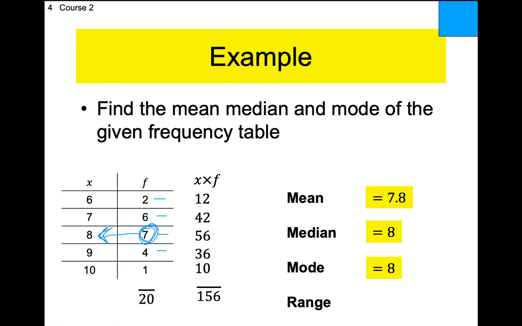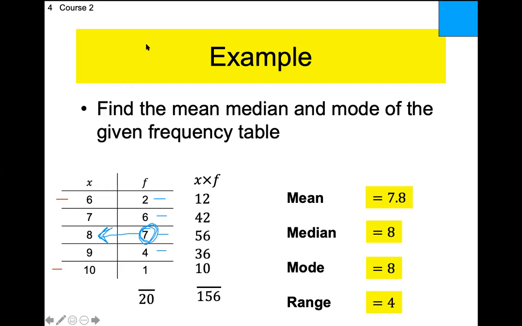The range is also easy. For the range, we simply take the smallest number, which is 6, and the largest number, which is 10, and subtract. 10 minus 6 is 4. The range is 4.